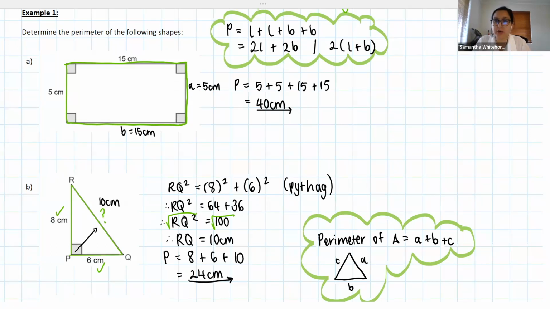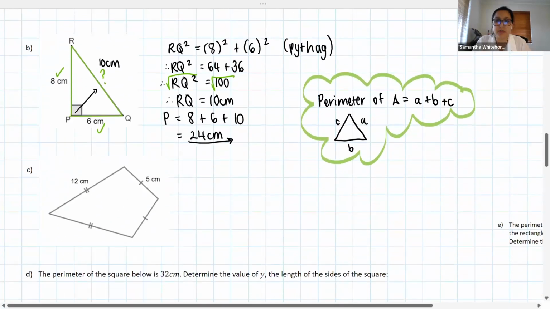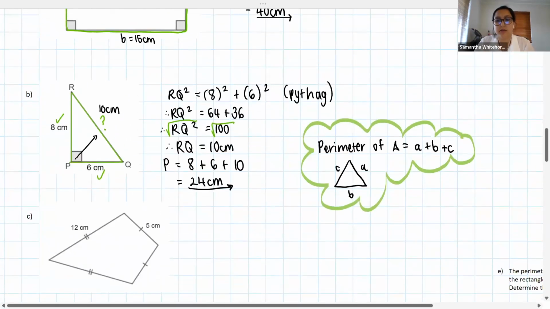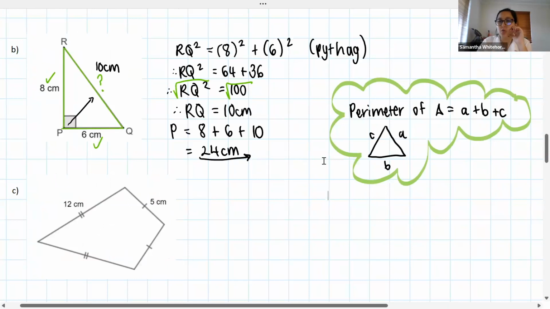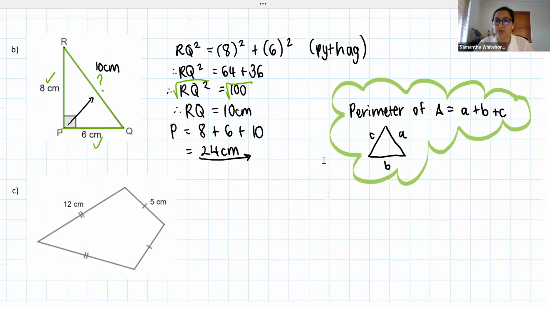All right, so I want you to try question C yourselves. So here's question C. I want to know what is the shape's perimeter. We're trying it by ourselves. So what is the perimeter of this quadrilateral? Remember your units.